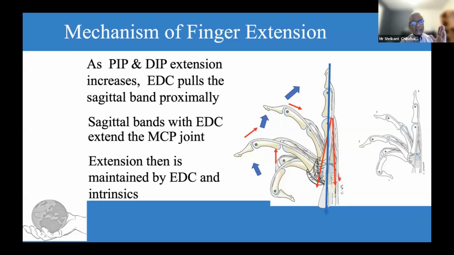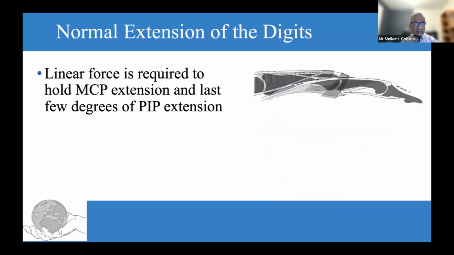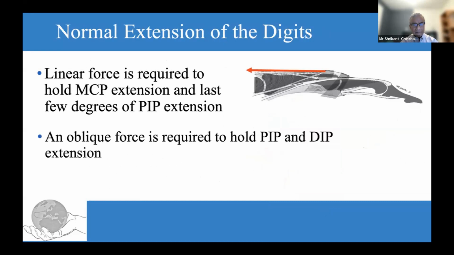When the finger is fully straight and held straight, you can see that the forces of extensors, intrinsics, and flexors pass through the axis of rotation at the PIP, DIP, and metacarpophalangeal joints. So if you look at the mechanism of extension, we can see that linear force is required to hold the MCP joint extension as well as the last few degrees of PIP joint extension.